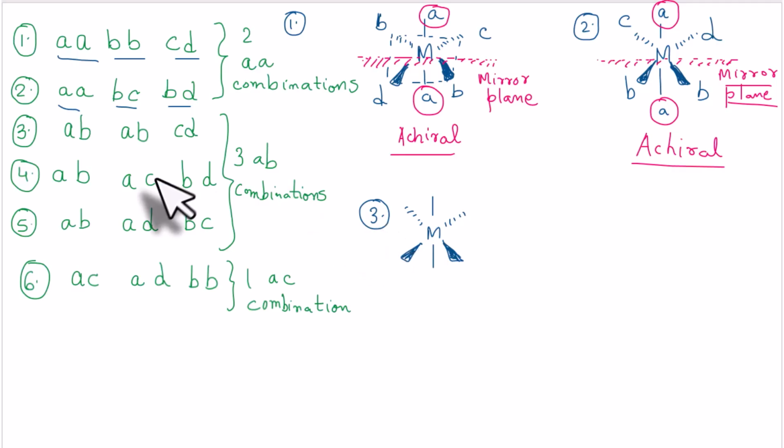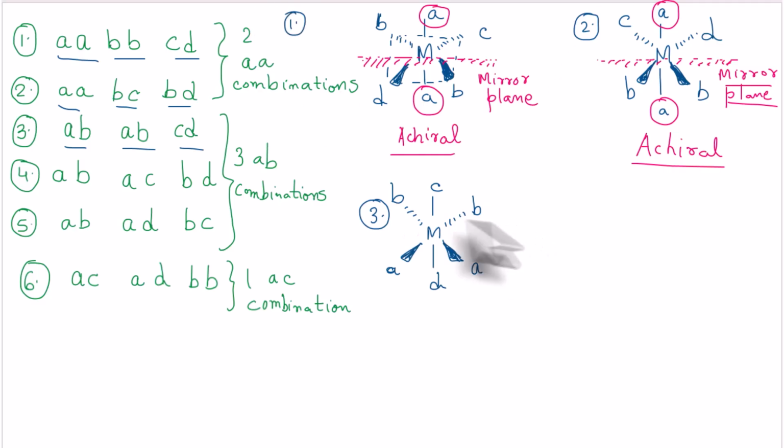Then we move on to the third ligand combination, which has AB, AB, CD. We can put this CD here, and then we can put AB and AB like this, one in the front near to the observer and one behind. Now if you carefully observe, it doesn't have a horizontal plane of symmetry. So there is no plane of symmetry on the horizontal side.